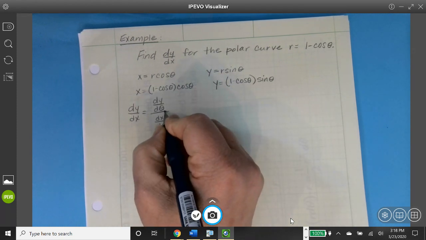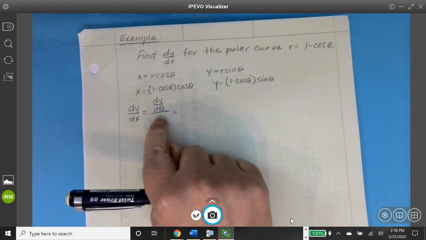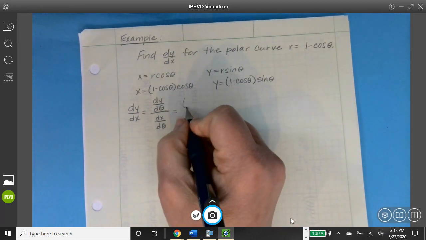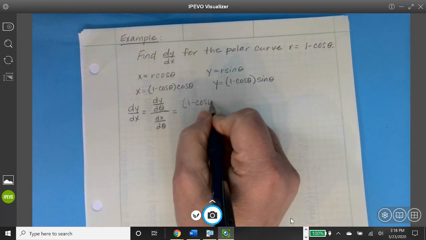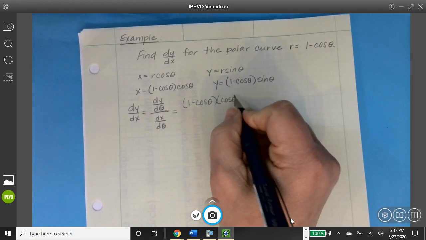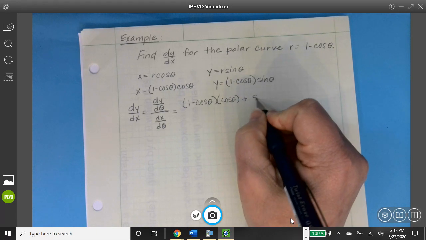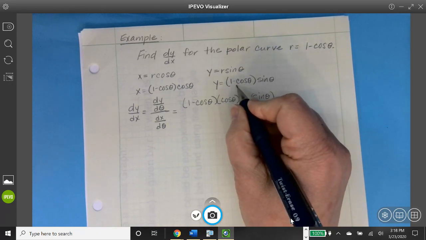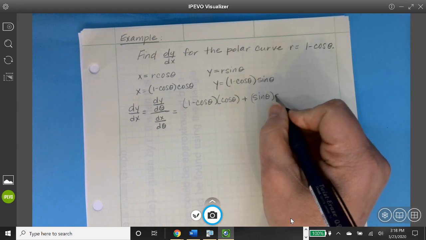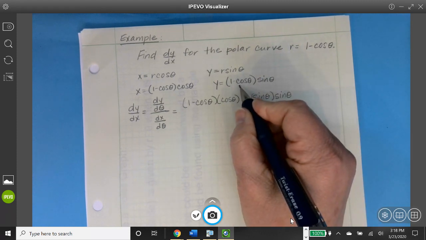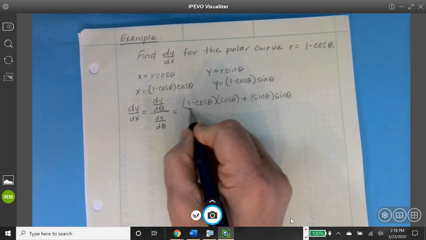All right, so now I'm going to do my little product rule here, right? For dy d theta, I have to go to y, and it's going to be first, which is 1 minus cosine theta, d second, which is cosine theta, plus second, which is sine theta, d first, which is the derivative of 1 minus cosine theta, which is just sine theta, right? Because the derivative of cosine is negative sine, and that's a negative. So, all right, all over.